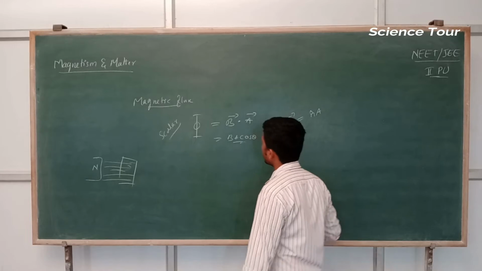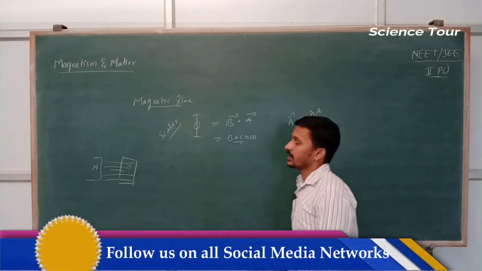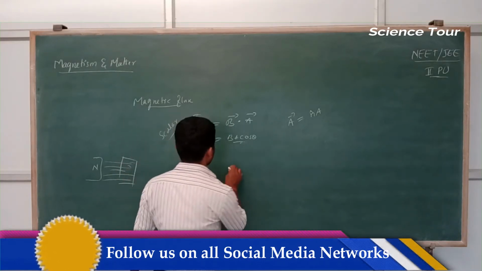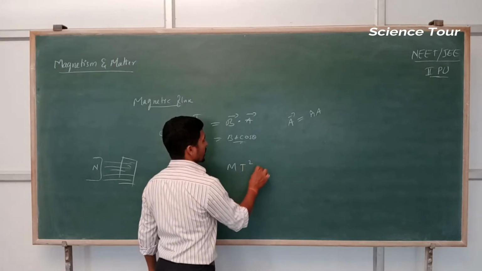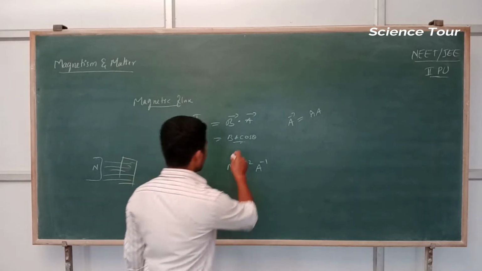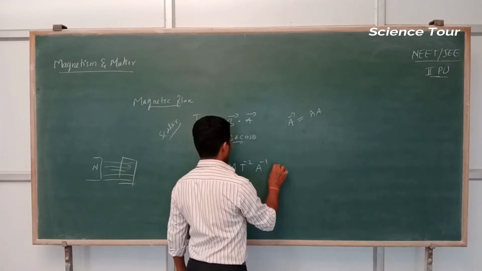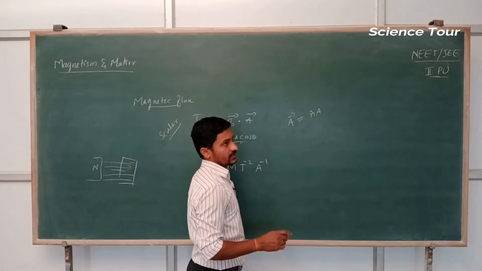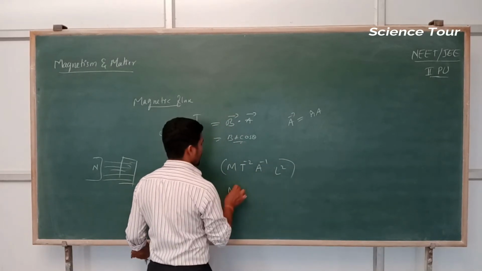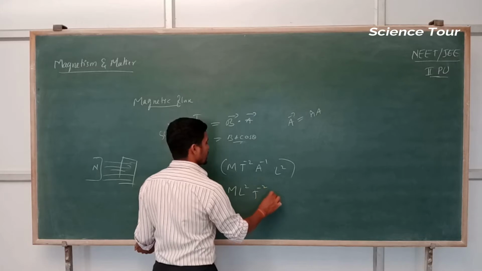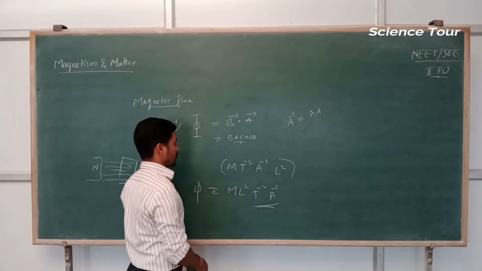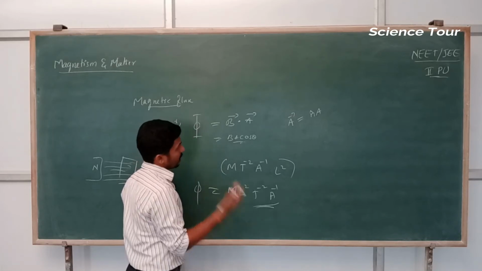Now what is the dimension formula of that? See, the magnetic field dimension is M T to the power minus 2 A inverse, isn't it? That is the magnetic field. Now area is length square, length into breadth, so you get L square. So M L square T minus 2 A inverse becomes the dimension formula of the flux.